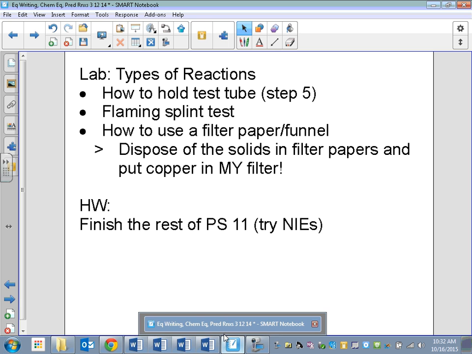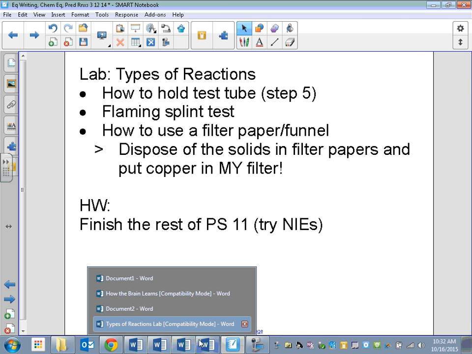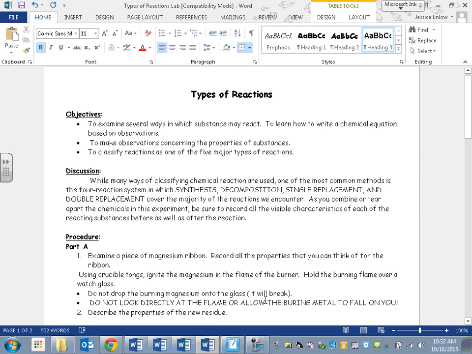Okay, so let me tell you a little bit about the lab and then I'm going to set you free, okay? Let's do this. This is called Types of Reactions Lab. So we're going to explore the types of reactions. Whenever we go through this, you'll see it says synthesis, decomp, single replacement, and double replacement.